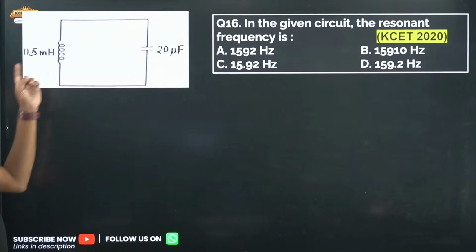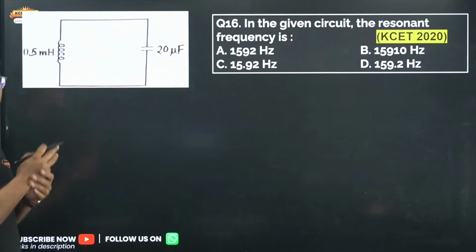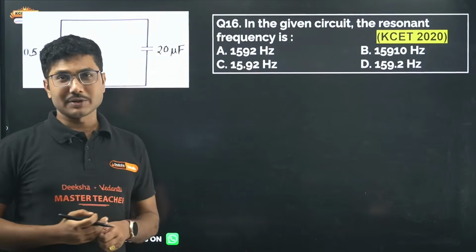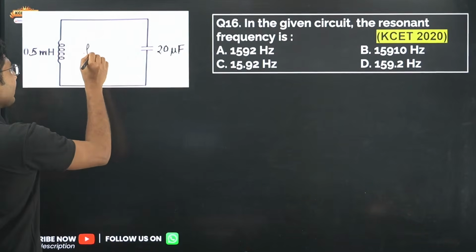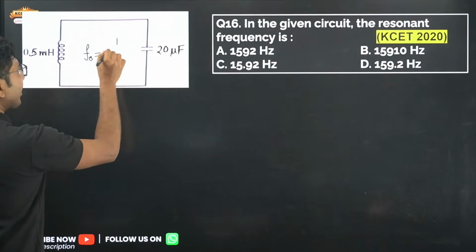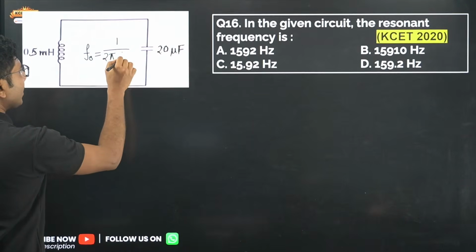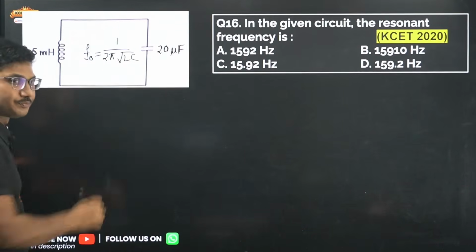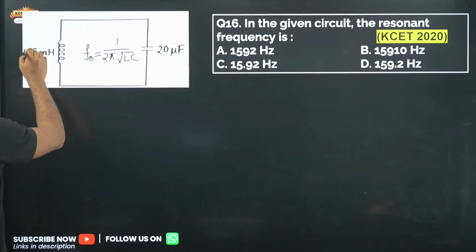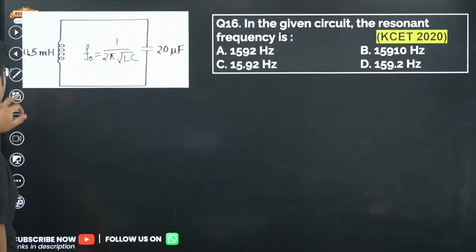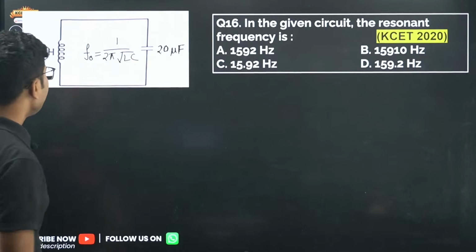This is an LC circuit. Don't worry, even though LC is no longer part of the syllabus, resonance is still part of the syllabus. So what is the formula for resonance? Again the same formula, 1 upon 2 pi square root of LC. Now we just need to use this and calculate the resonant frequency.